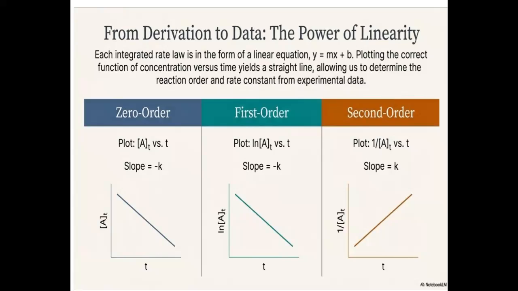We can also do this, because this is an equation, and equations can be plotted because we have two variables: concentration and time. If it is zero order, I plot the concentration versus time, and you get a decreasing straight line. For first order, I'm going to plot the natural log of the concentration over time. It's also a decreasing line. And for second order, it's just 1 over the concentration versus time, and that's an increasing straight line.